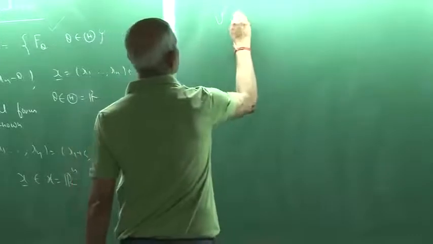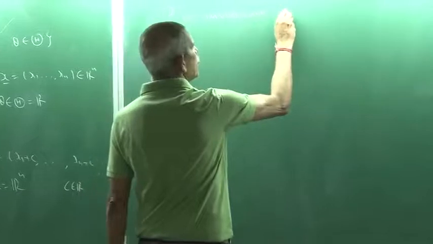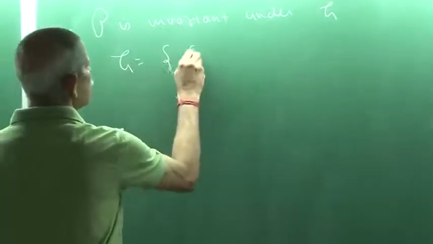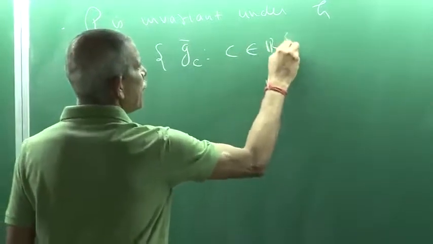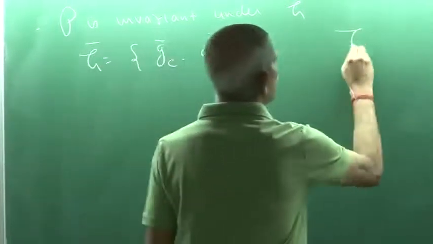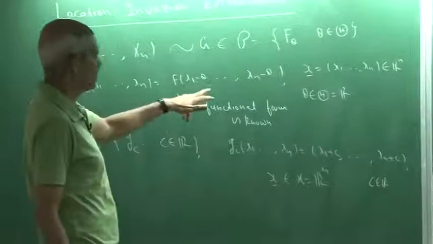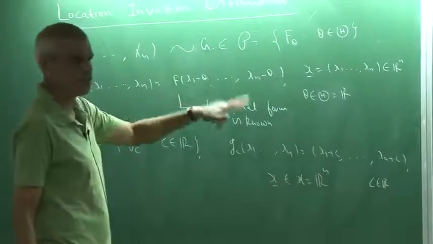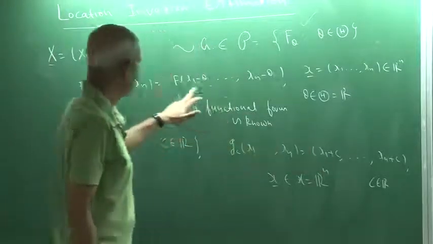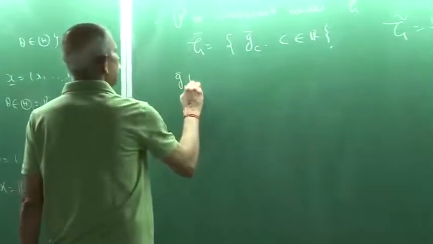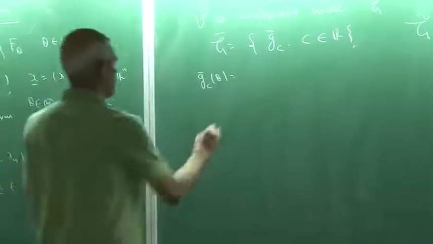So the first thing we observed is that P is invariant under G. That means if you apply any g_c to the random vector x, you again get a distribution in P. And what is the induced group of transformations on the parameter space? Let me call this G bar. The corresponding group of transformations on the sample space is g_c tilde, c belongs to R. What we see is that if x1, ..., xn has a distribution function F of x1 minus theta, ..., xn minus theta, then x1 plus c, ..., xn plus c will have the same distribution, except that theta gets changed to theta plus c. So my g bar_c of theta, the induced transformation on the parameter space, is nothing but theta plus c.